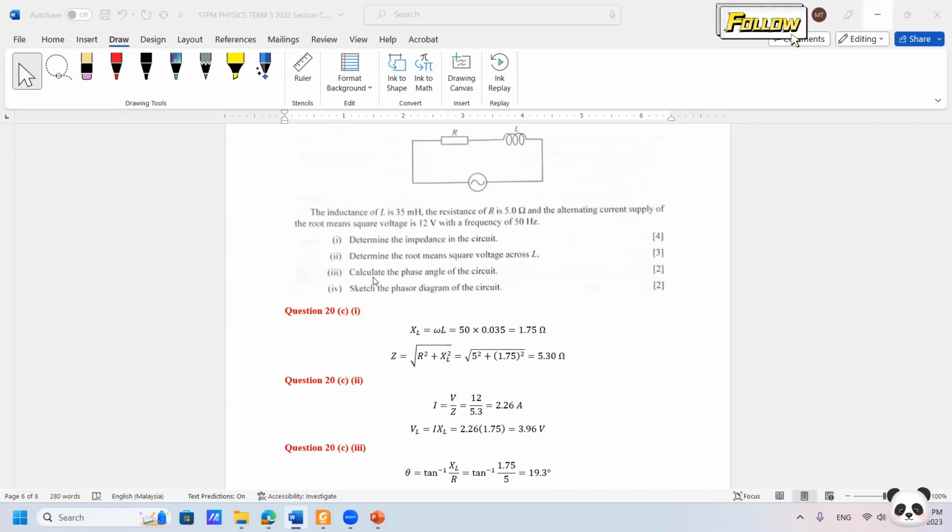The next thing is the phase angle, which is quite straightforward. Just apply the formula, tangent of phase angle equal to XL over R, or if you have the voltage across the inductor against the voltage across the resistor. But since we do not have the values, just apply this formula and we can obtain the angle is 19.3 degrees.